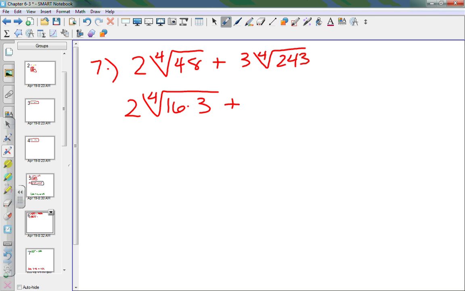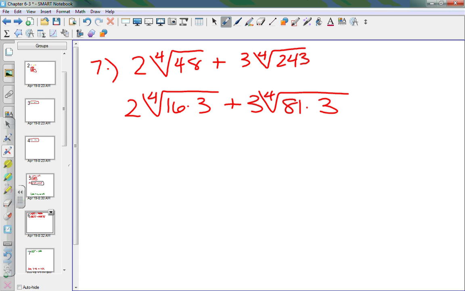Plus, let's go to the next one. 243. Is that an even number? No, so it's not divisible by 2. Can I divide it by 3, please? What is it divided by 3? Is 81 a perfect square? Yes, so we're going to use 81 times 3. What did I tell you about fourths? If you look for the perfect squares, then you're automatically going to have a perfect fourth, right?